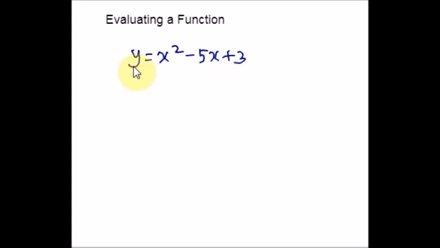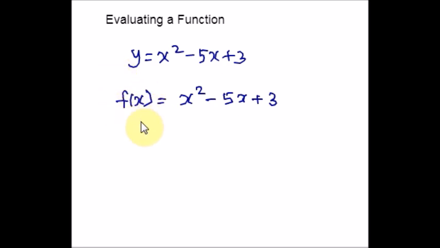I'm going to rewrite the left side as f of x, since this is a function. So we replaced y with the notation f of x. This is read as f of x. Note that there is nothing special about the f we used here. We could just as easily have used any of the following.